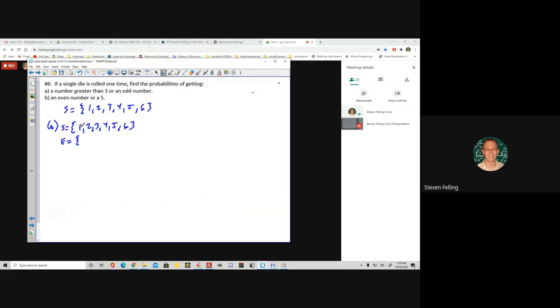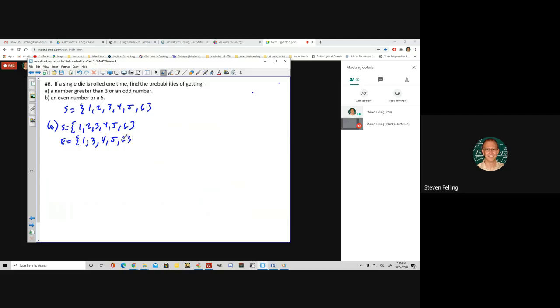1, is it greater than 3 or odd? Yes, it's an odd number, so it gets included. 2, is it greater than 3 or odd? No, so I don't include it. 3, is it greater than 3 or odd? Yes, I'll include it because it's an odd number. 4, is it greater than 3 or odd? Yes, because it's greater than 3. And 5 and 6 will be included because they're greater than 3.